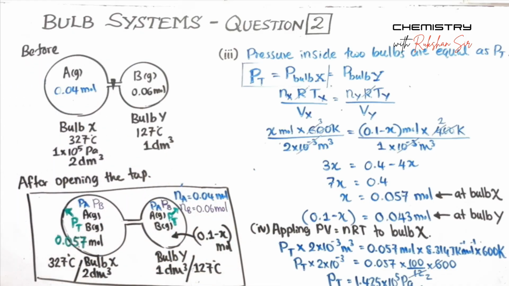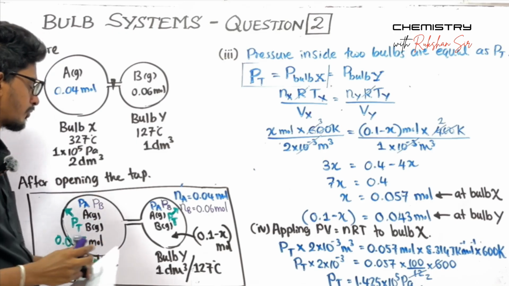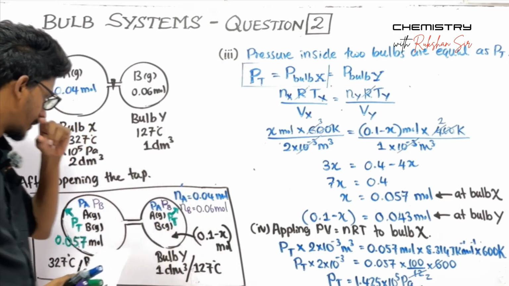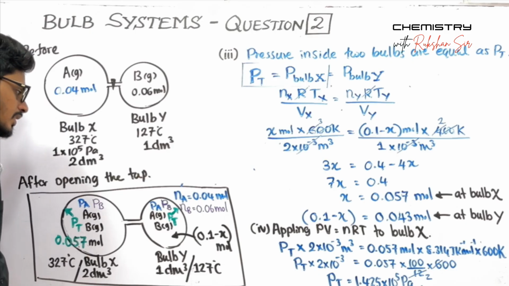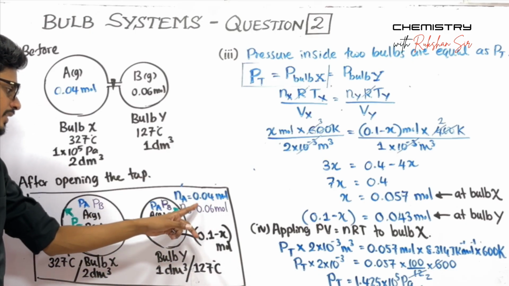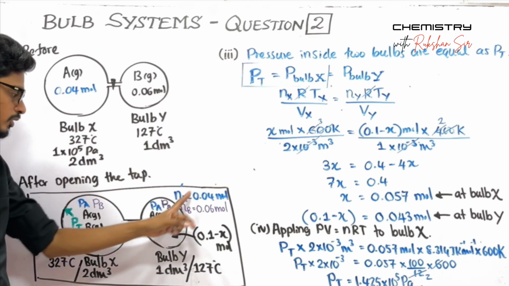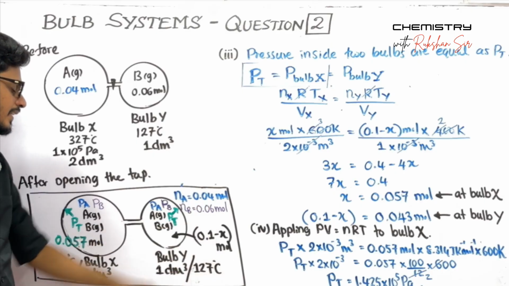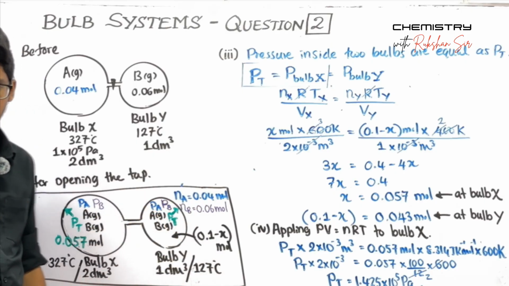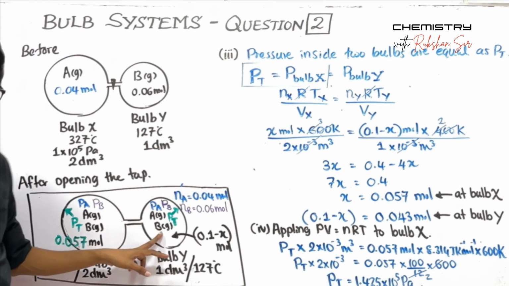Those are the values of A and B at the total system. The mole fraction is your number of moles divided by the total number of moles. So at the total system, the mole fraction of A is 0.04 divided by the total number, that is 0.1. That will be equal here as well as here.